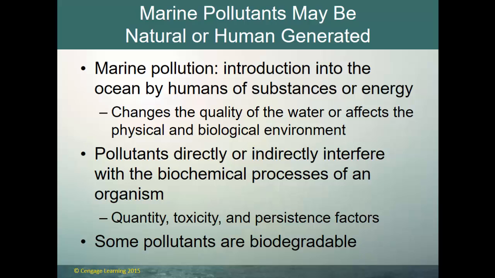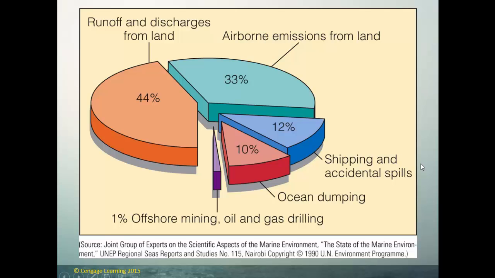In the case of warm water from nuclear plants, well, manatees may love that, but it may have a pronounced impact on other biological activity. So pollutants directly or indirectly interfere with the biochemical processes of an organism. There's lots of factors: how much pollutant is in the water, what's the toxicity of the pollutant, and how persistent. Is it a pollutant that goes in and biodegrades very quickly, or is it something that will linger for a long time or maybe forever? Because some pollutants are actually biodegradable.